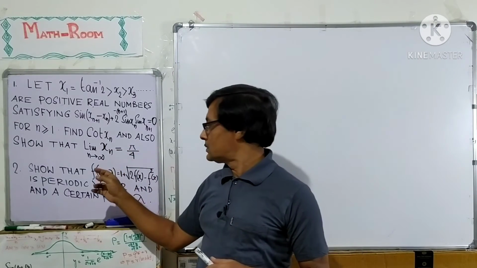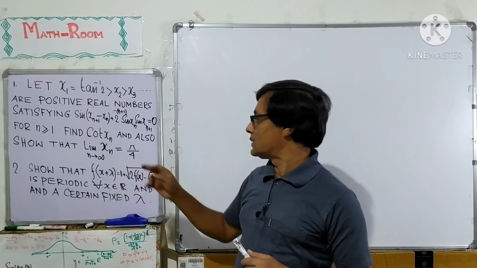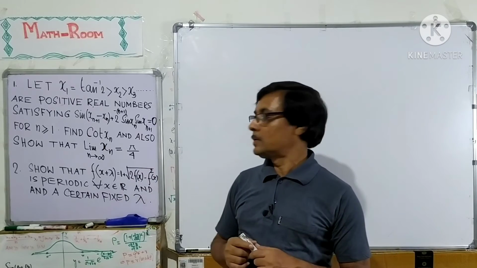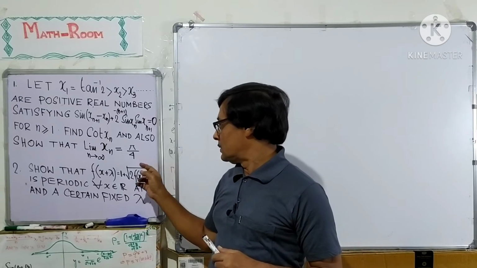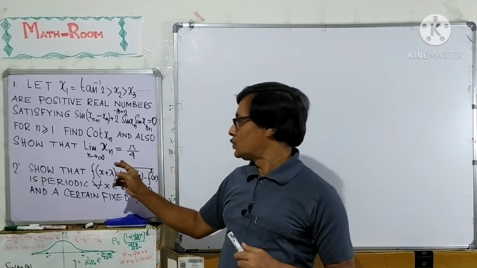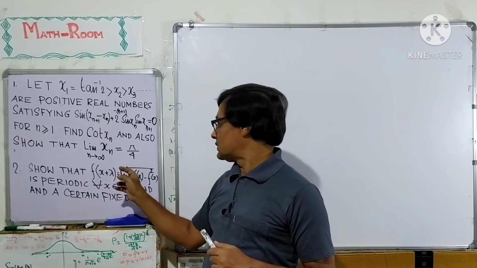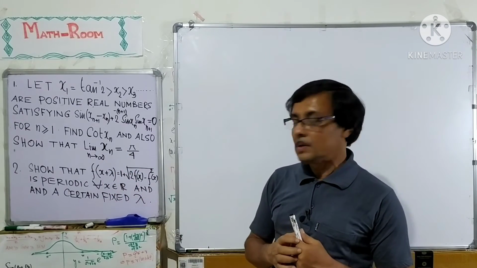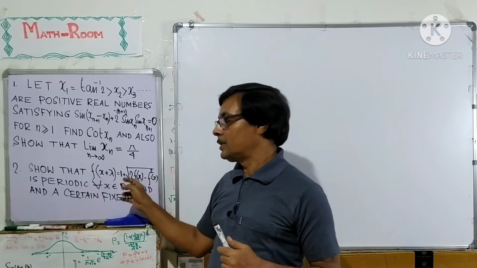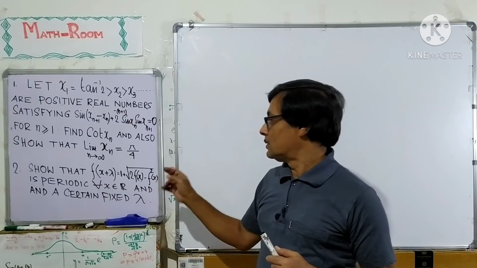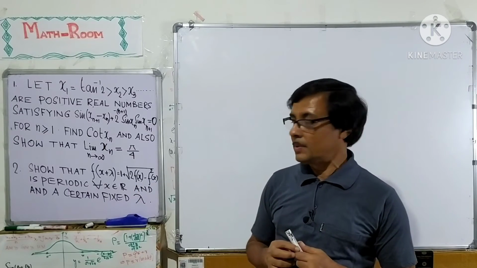The second problem is: the function f of x plus lambda equals 1 plus square root of 2 f x minus f square x. This function is to be proved as a periodic function. We have to show that this function f x is periodic for all x belonging to R, where R means the set of real numbers, and lambda is a certain fixed real number.